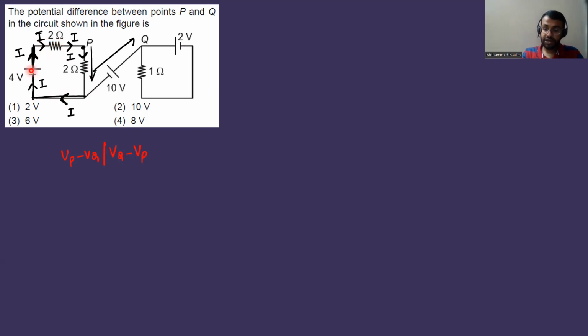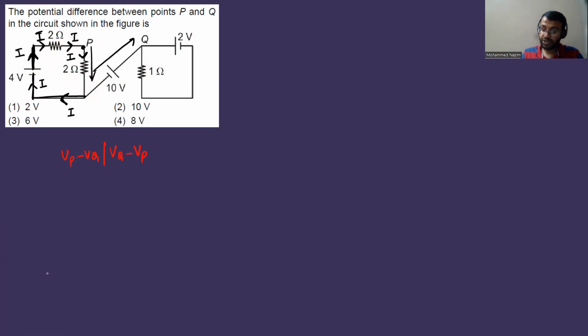You understood this point. So here what I'm trying to tell you is, this is I, this is also I, this is also I. If this is I, you know that this also should be I. That means whatever I is flowing here, the same I is moving here. That means there is no division of current at this node. So this cell doesn't supply any current to this battery. Similarly, this cell also doesn't supply any current.